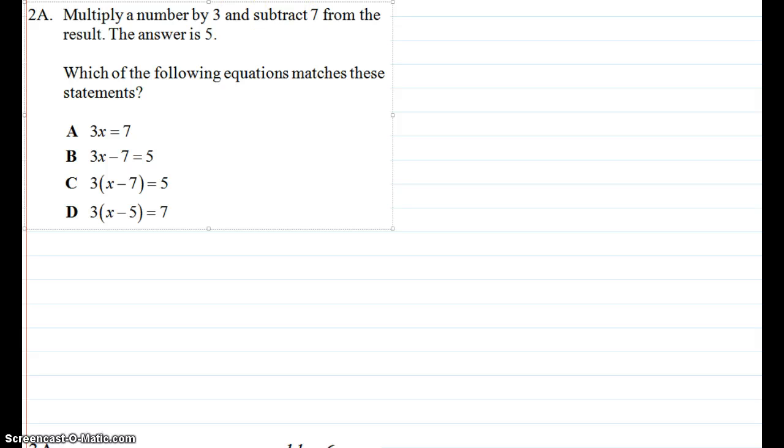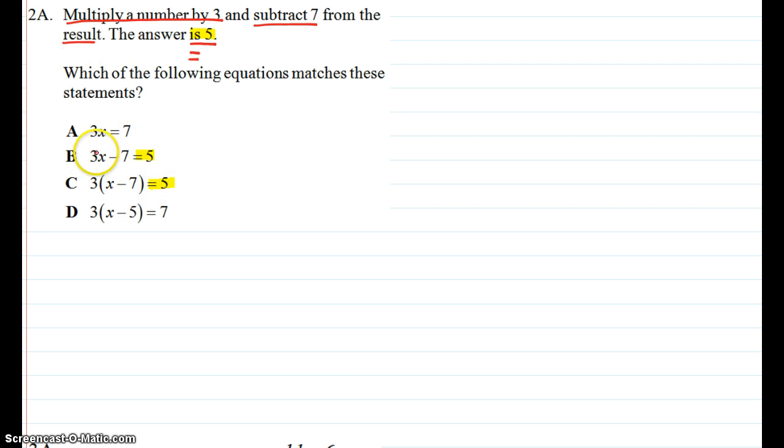Alright, as we look at 2A, multiply a number by 3 and subtract 7 from the result. The answer is 5. So what I'm going to first start looking at is, since it says is 5, in math the word is means equal. So we want to see which one of these equations equal 5. The first one equals 7, second one equals 5, third one equals 5, and the last one equals 7.